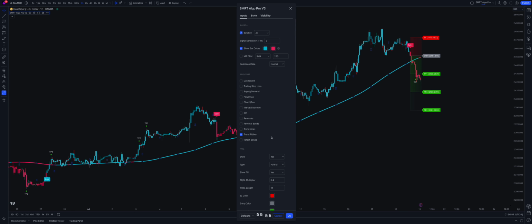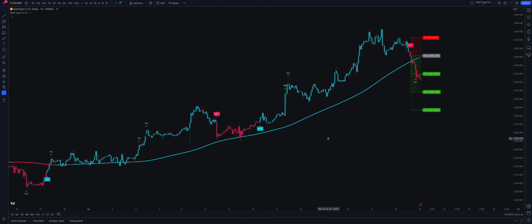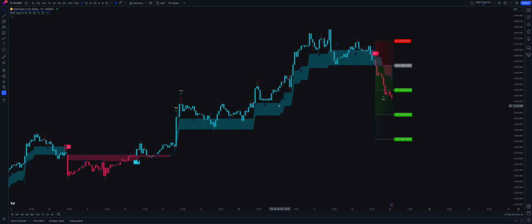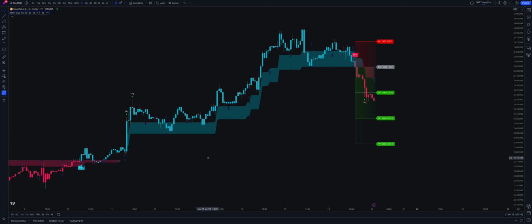Now let's move on to the final feature of this update, which is the retest zones. The zones marked by this indicator are likely to be an area of dynamic support or resistance. This is great for traders who trade break and retest strategies. I'll show you an example here. You can re-enter or enter trades with a higher confirmation with these zones.